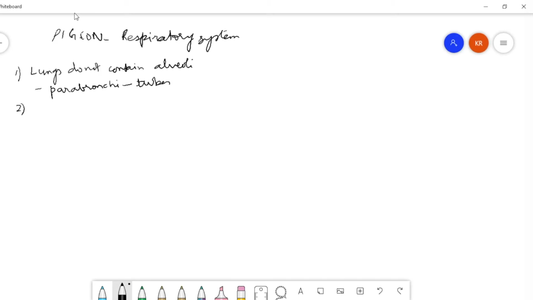2. Lungs are inelastic. Unlike the lungs of, say, a mammal, which can move up and down and which can expand, these lungs are inelastic. The reason is that they are connected to air sacs. These are connected to air sacs, and these air sacs are the ones that work as bellows.